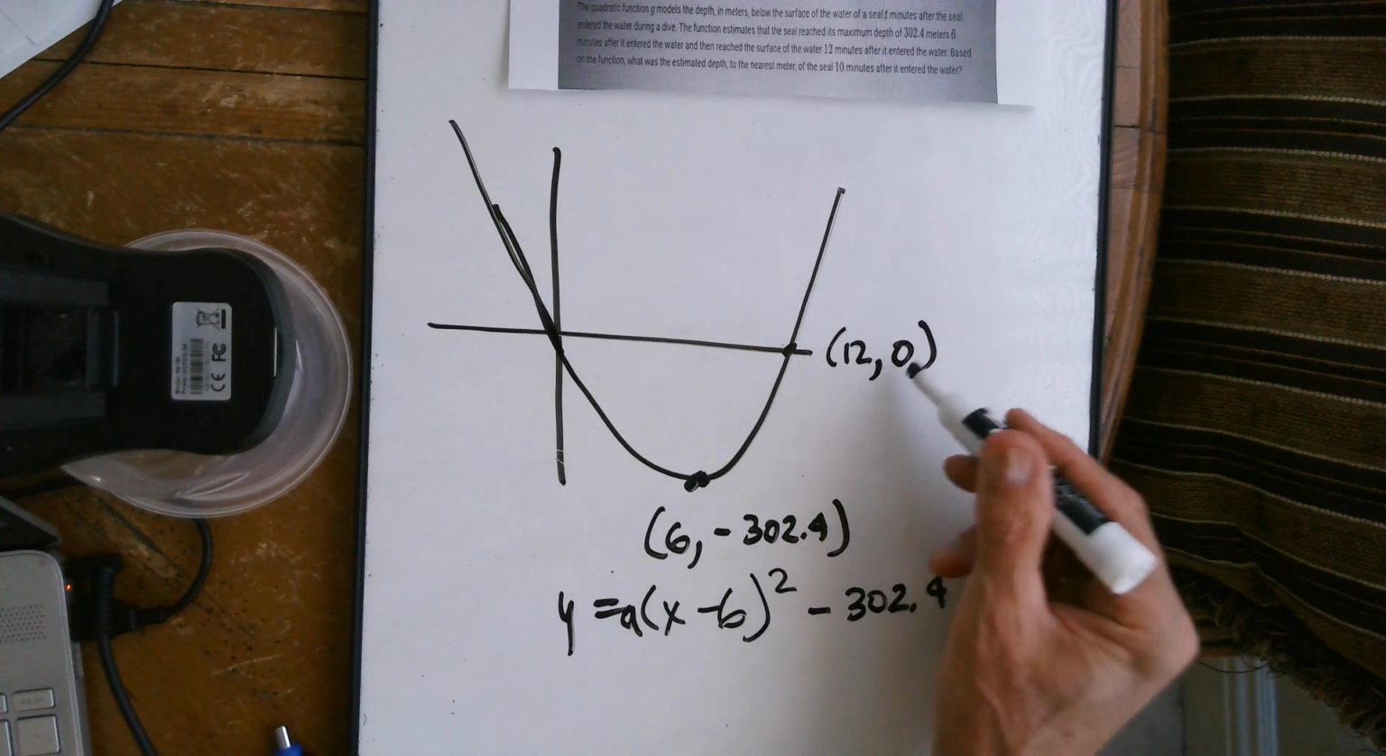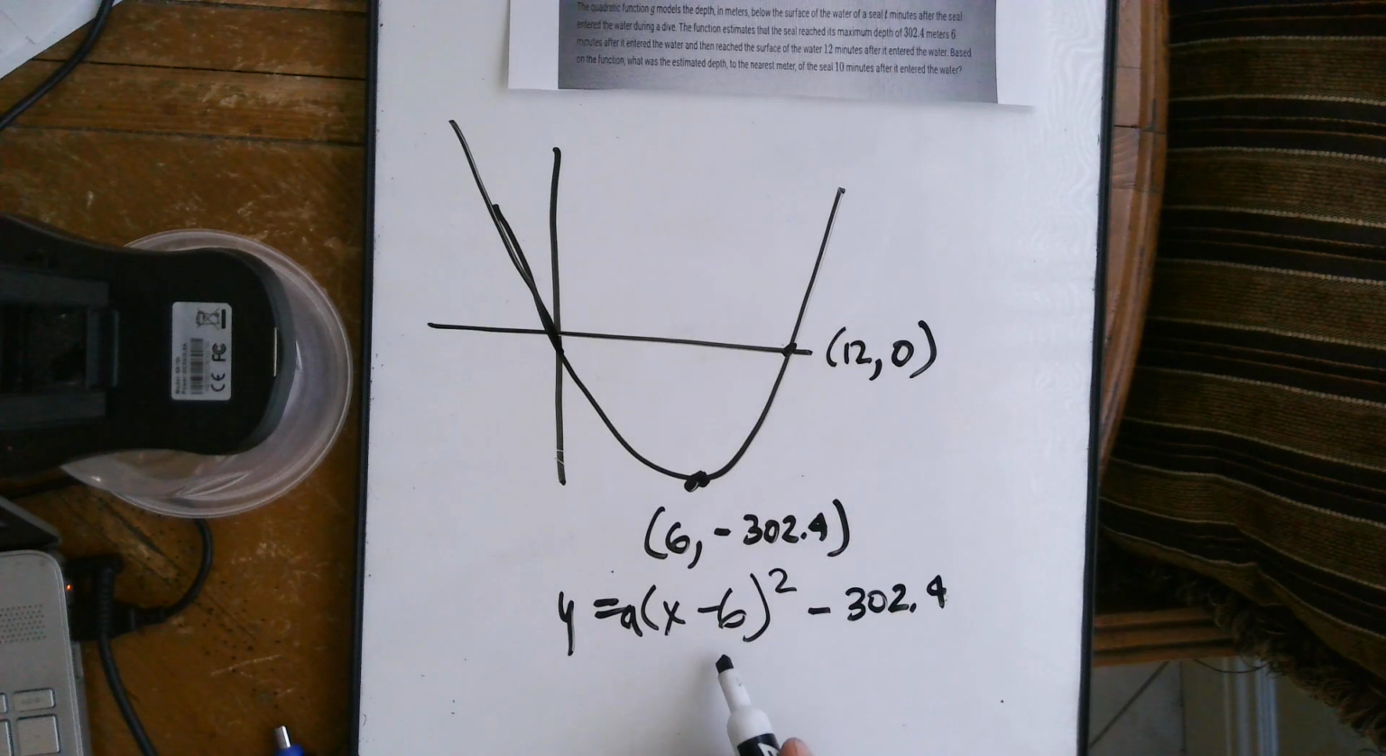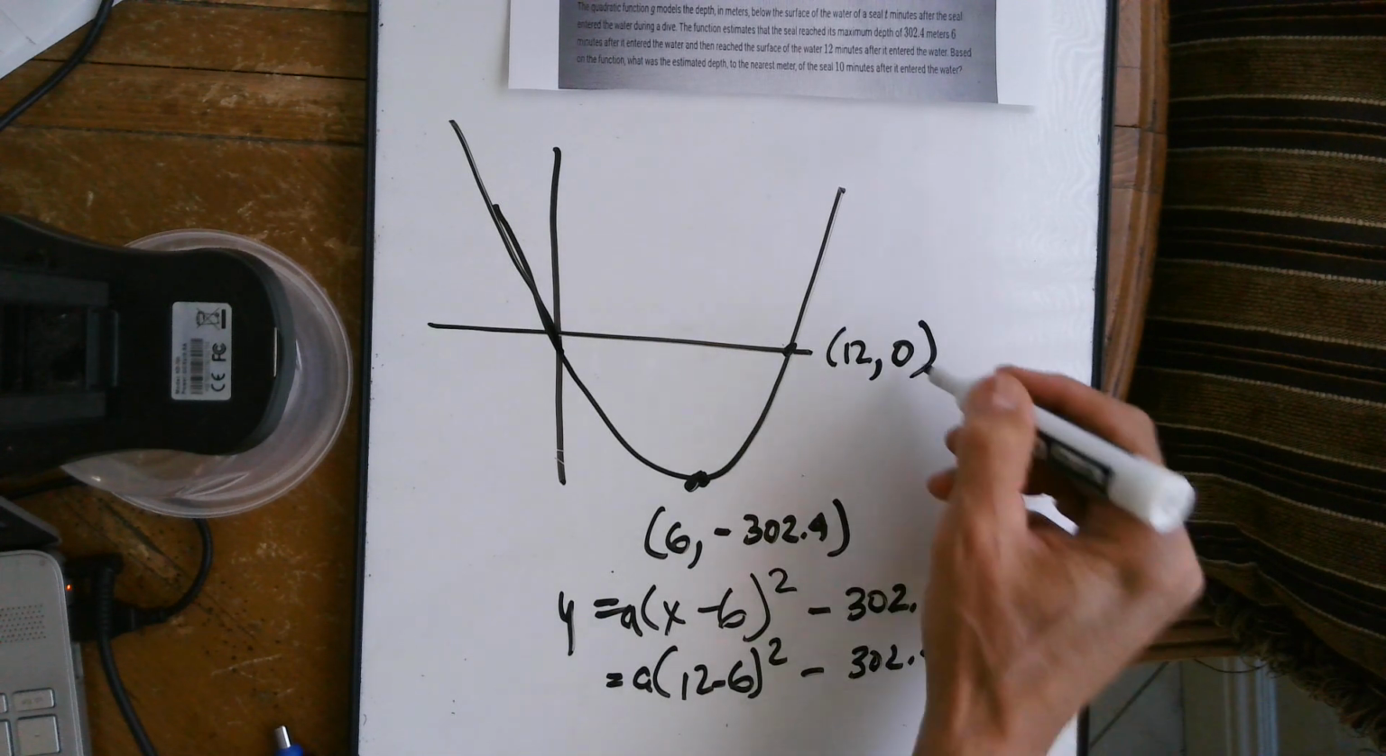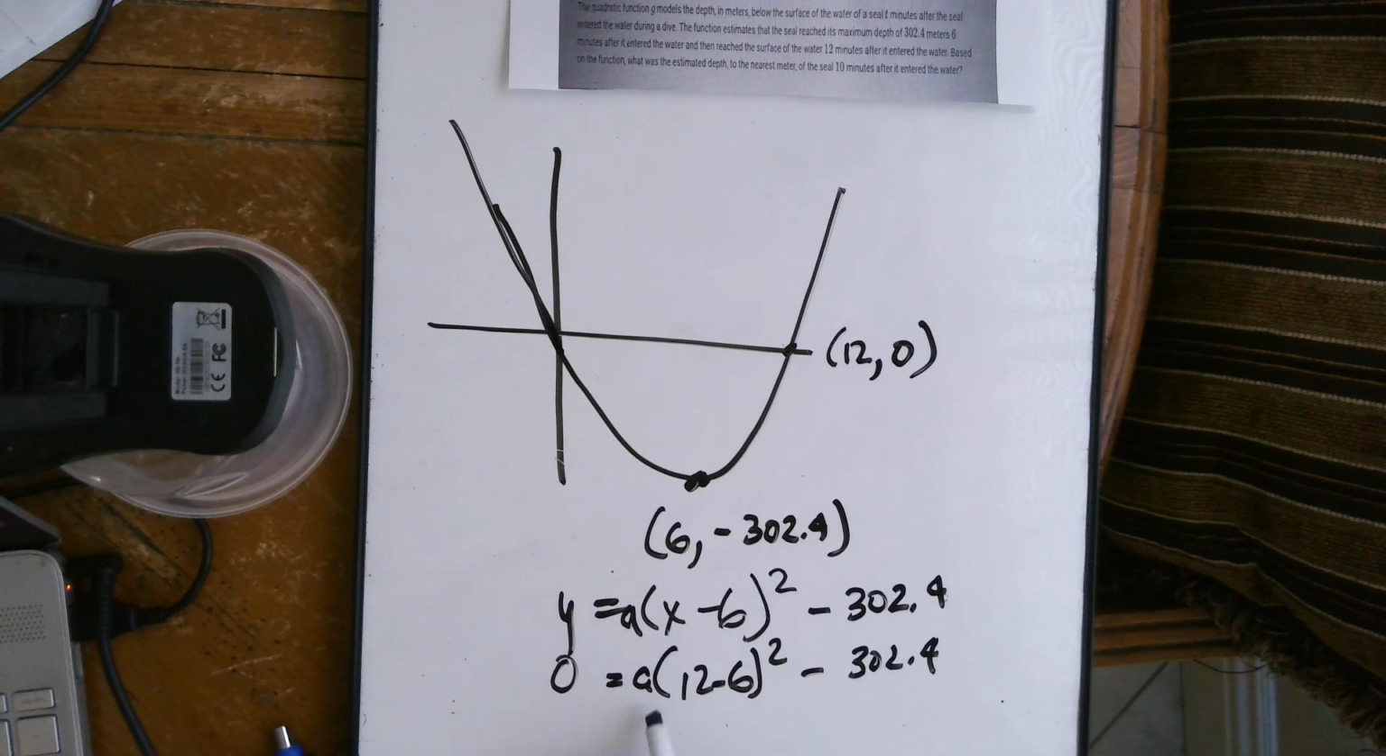And now we have a point on this parabola. So we can plug that back into here. So x, let's just plug this in, right? The y value, well, let's do the x first. X is going to be 12 minus 6 squared minus 302.4, and that's going to equal the y, right? That'll let us solve for this a. And so 12 minus 6 squared is 36, right? 36a, right? Because a is multiplying it.